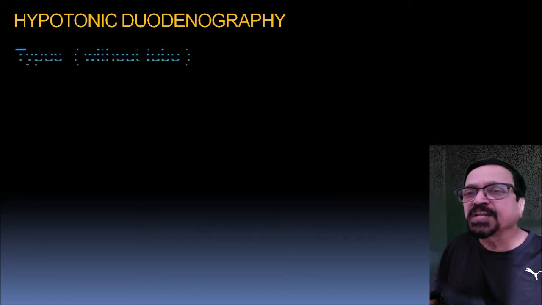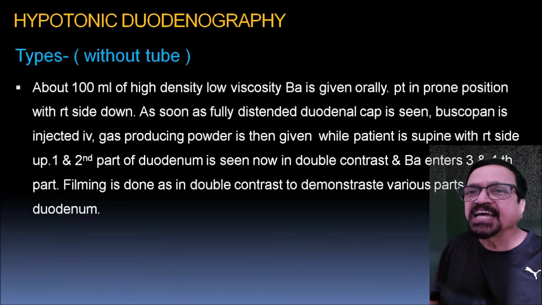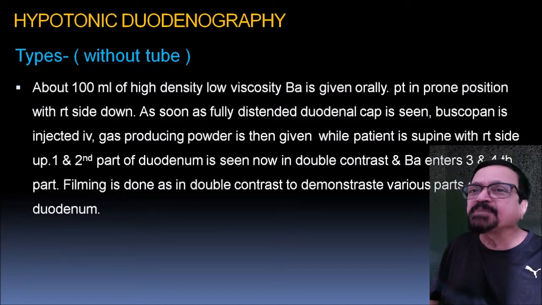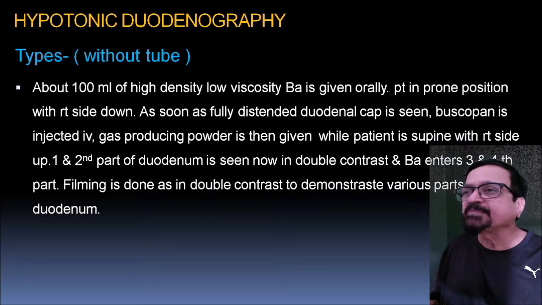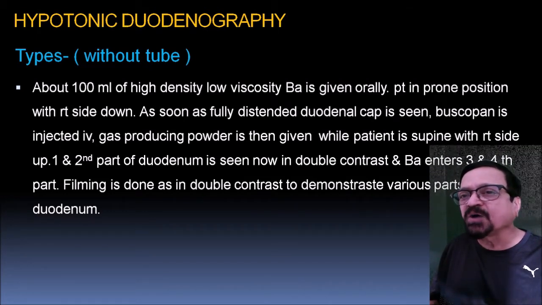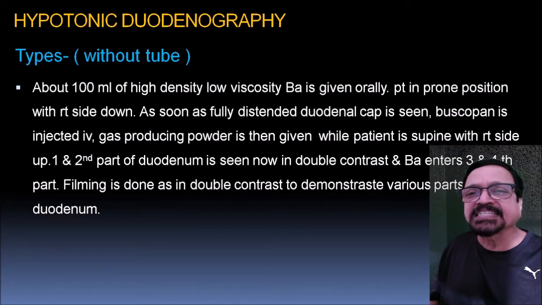Now, about hypotonic duodenography, we'll first discuss the technique. About 100 ml of high density, low viscosity barium is given orally. The patient is in prone position to get a better coating, and then with the right side down. We have to do this for coating purposes. As soon as a fully distended duodenal bulb is seen, Buscopan is given to get distensibility.